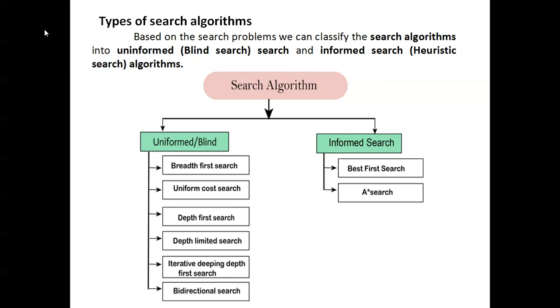Uninformed blind search has breadth first search, uniform cost search, depth first search, depth limited search, iterative deepening depth first search, and bidirectional search. So first, in this video we have to see what is uninformed or blind search.